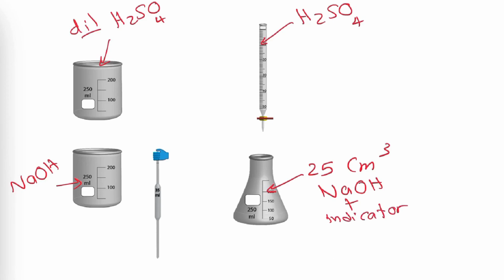What's going to be my indicator? Let's take methyl orange. Now in the conical flask I have sodium hydroxide and methyl orange. If you remember, methyl orange with alkaline will be yellow. So the starting color will be yellow.